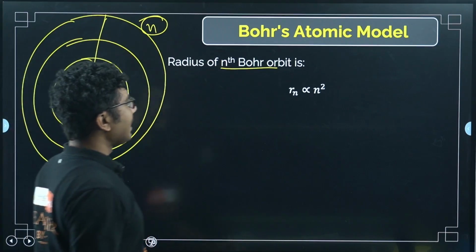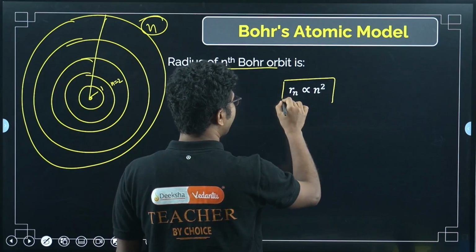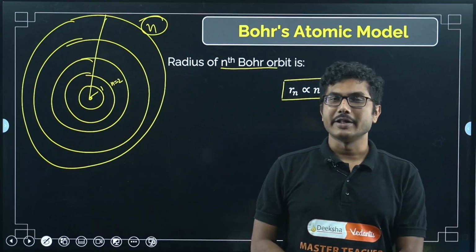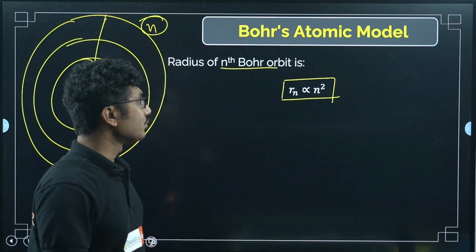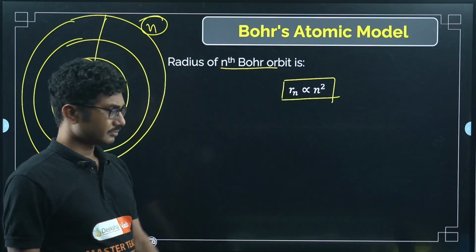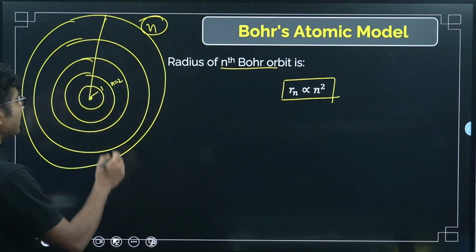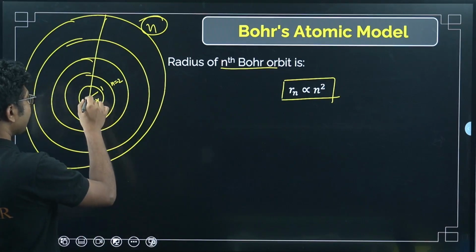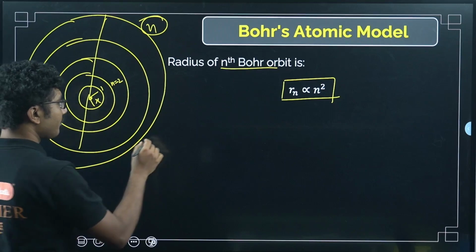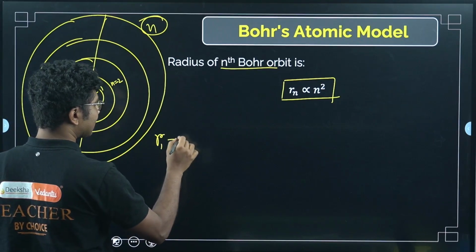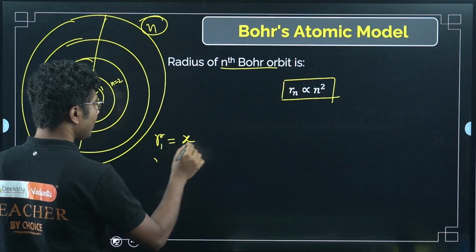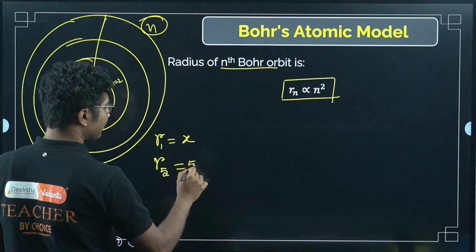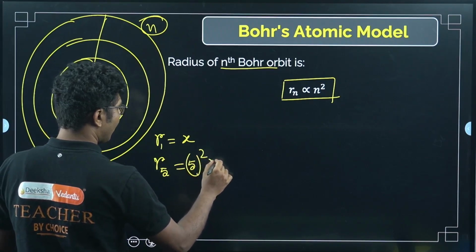The radius of the nth orbit is directly proportional to n square. We do not need the exact expression for your KCET exam, but you need to remember that the radius of the nth orbit is directly proportional to the square of the quantum number. For example, if the radius of the first orbit is x, what is the radius of the fifth orbit? The radius of the fifth orbit is 5 square r1. You should remember that.